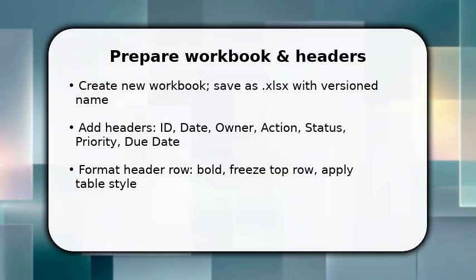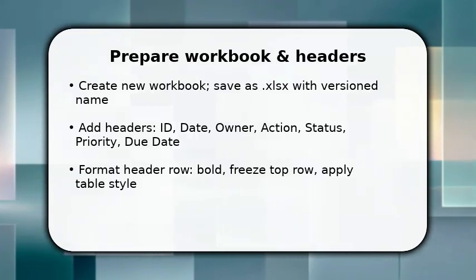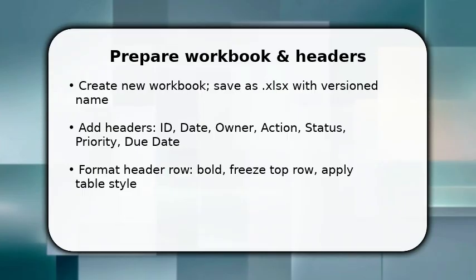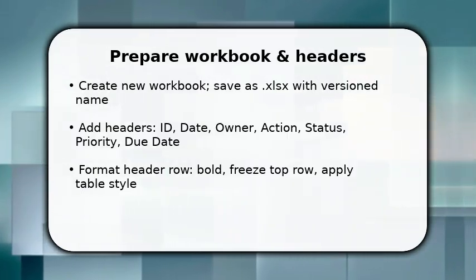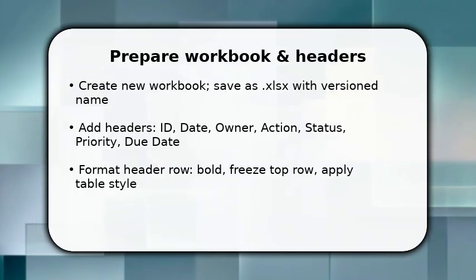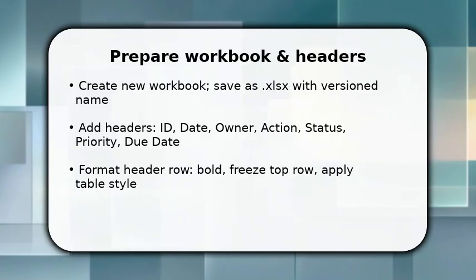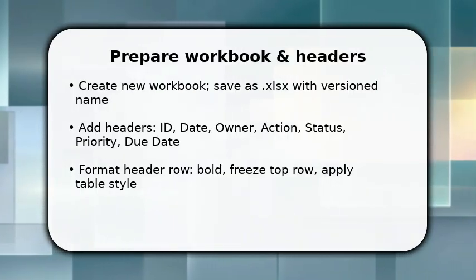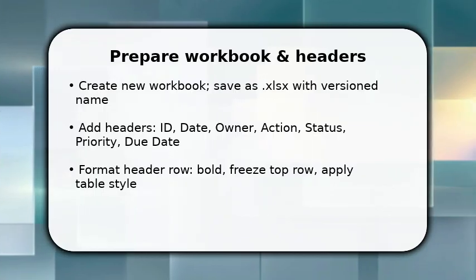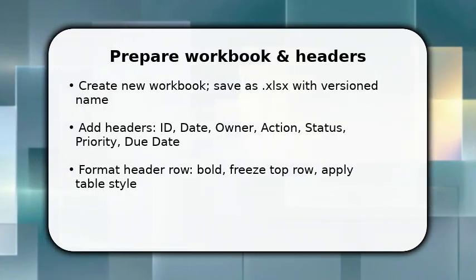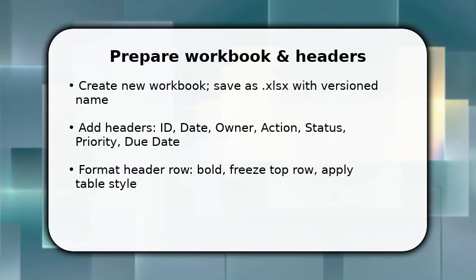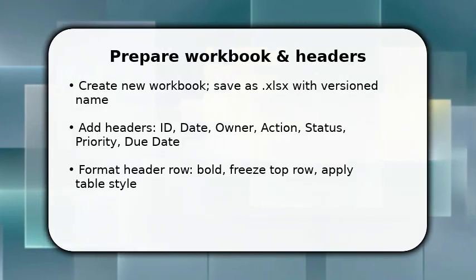Enjoy the video. You begin by creating a saved XLSX workbook and setting clear headers so every action is trackable. Once done, type ID, date, owner, action, status, priority, and due date in the top row. This gives structure. Make the header row bold, apply a table style, and freeze the top row so labels stay visible while scrolling. These steps let Excel treat data consistently and prepare you for filters, formulas, and validation that come next.